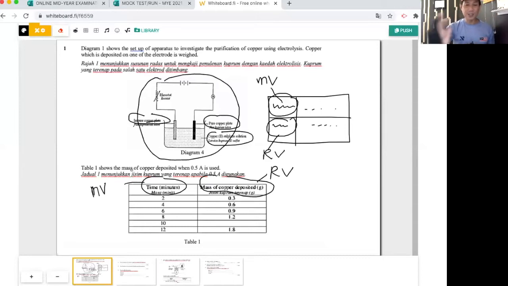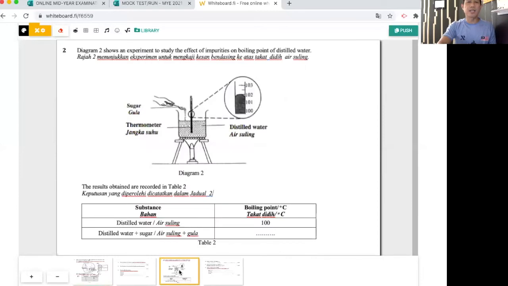Okay, so let's look at one more question, another example, to see whether you are able to apply this in identifying the variables. So this is the table here. This is the data tabulation. You have substance on your left and boiling point on your right.